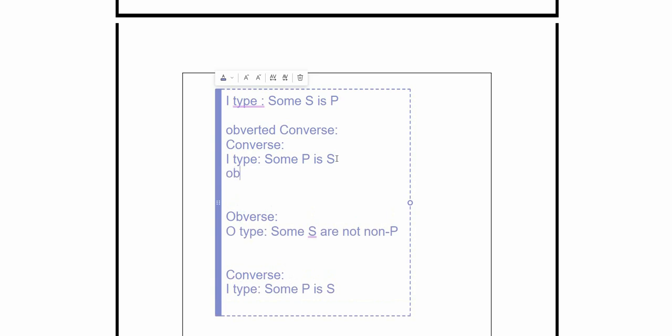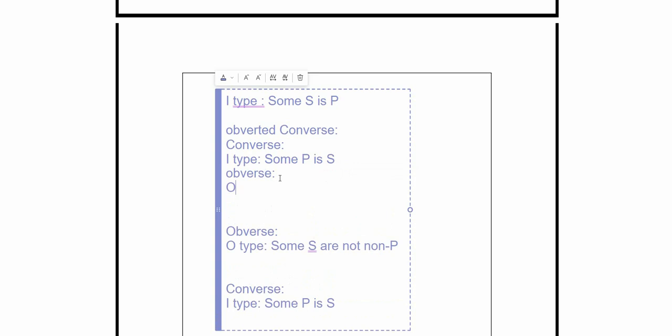Now we do obverse of this converse, that is the I. So we have to do obverse of the I type. So obverse of the I type goes into O type. Okay. So in obverse we replace the predicate, the second part, with its complement, that is S is replaced with non-S and O type. So some P is not non-S. This is what is obverted converse.